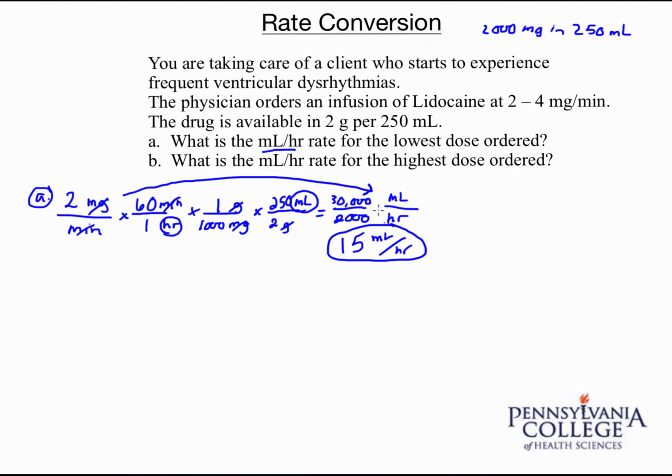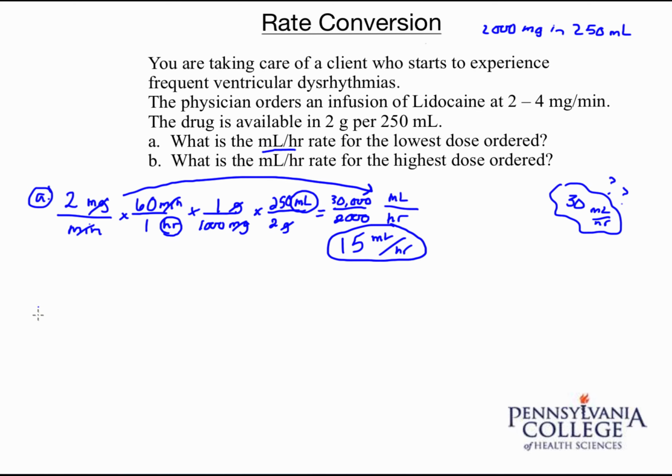Now, we need to look at part B. What is the milliliter per hour rate for the highest dose? Looking at the order here of 2 to 4 milligrams per minute, it looks like, and actually it is, the maximum dose is twice that of the minimum dose. So if I had to guess, my guess would be if I wanted the patient receiving twice as much, I'm probably going to increase the speed by 2. So just a quick thought over here on the side, I wonder if this is going to be doubled to 30 milliliters per hour. That's my thought.